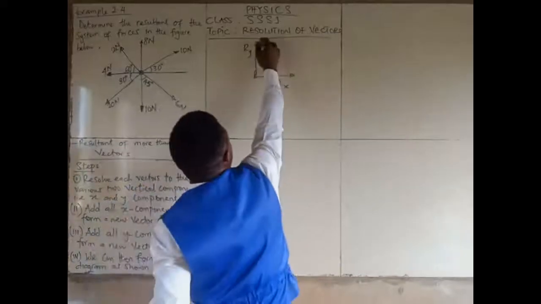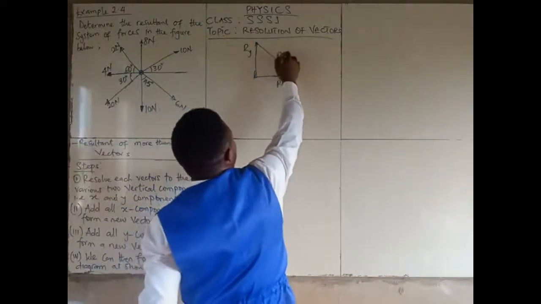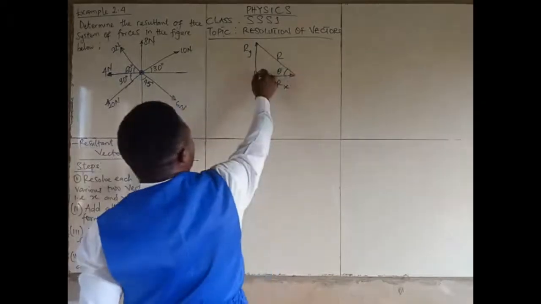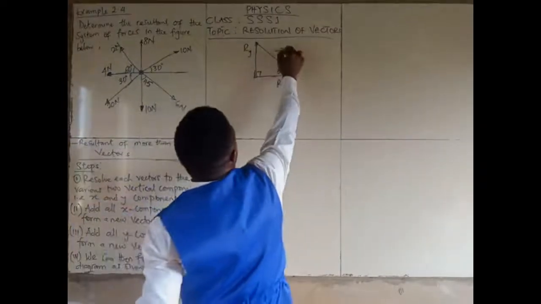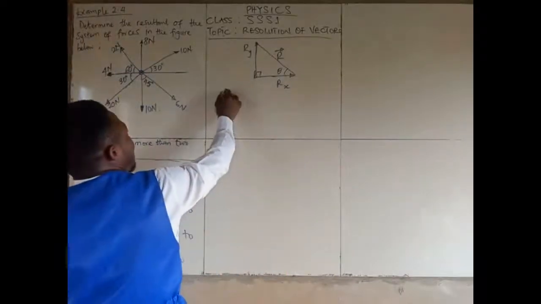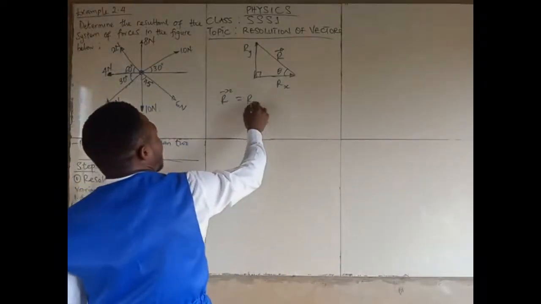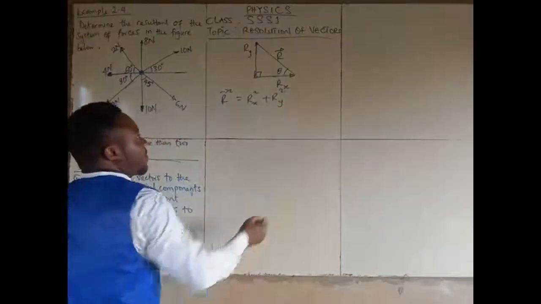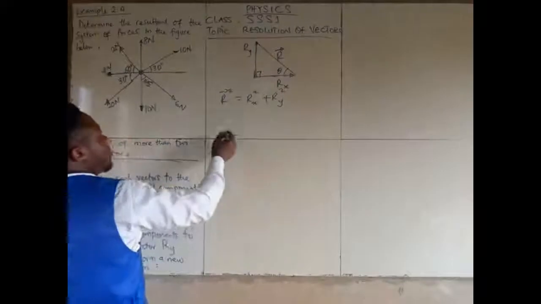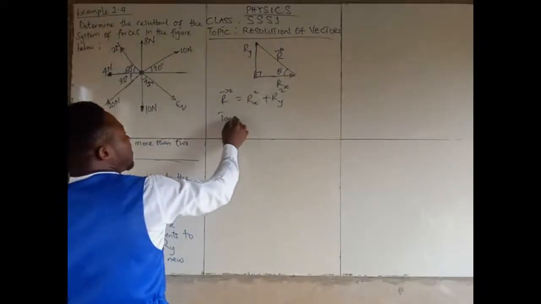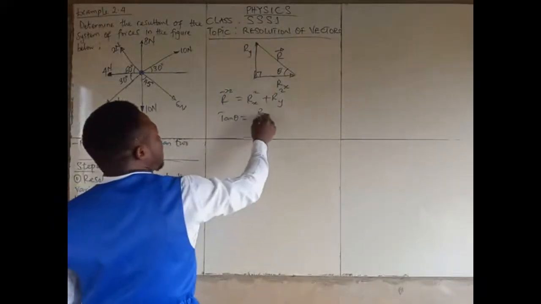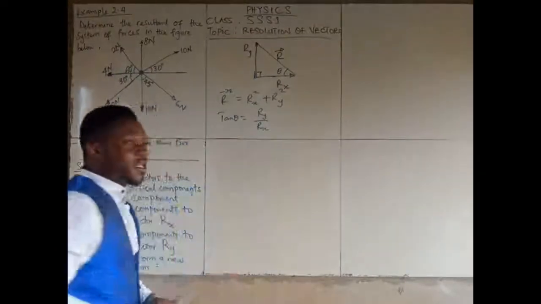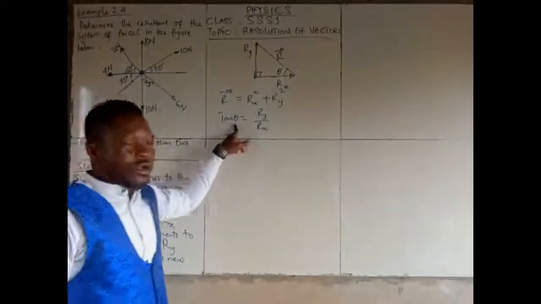Then you can look for your resultant R and the angle theta that it formed. Once you do that, this resultant can be found using Pythagoras theorem. R squared is equal to Rx squared plus Ry squared. You can make R the subject of the formula from the Pythagoras theorem that we treated. Then you can also find the angle: tan theta is equal to opposite Ry over adjacent Rx. Then you can make theta the subject of the formula, and that will be the direction of the resultant.